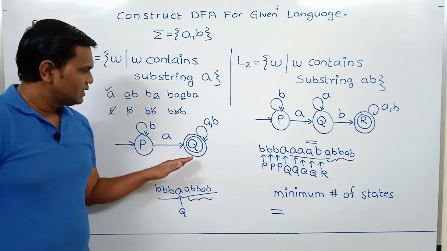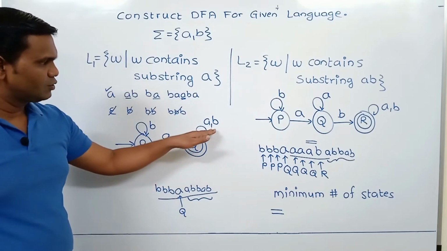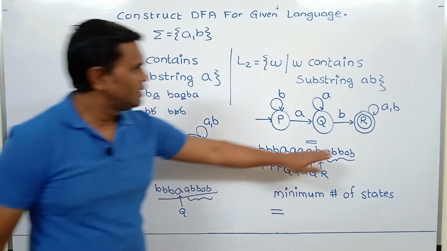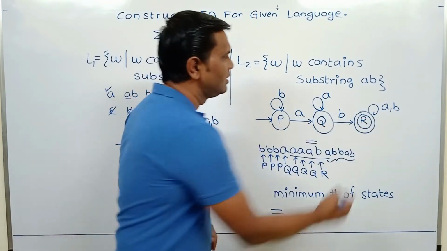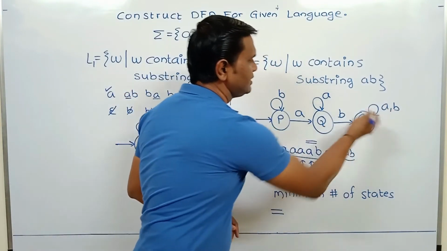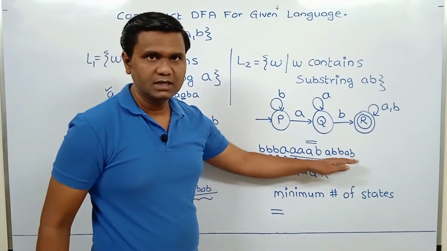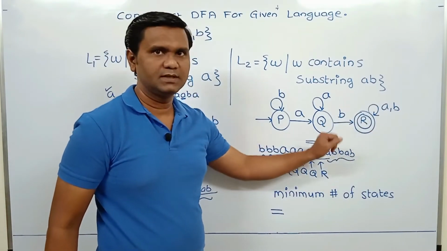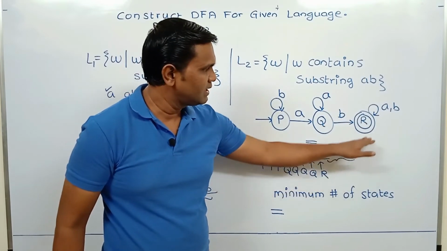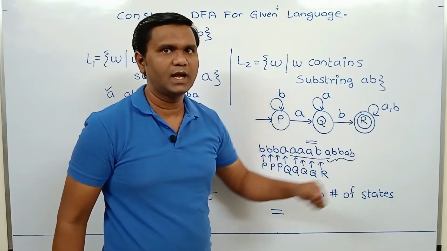So here in the final state, we process all the symbols in the loop. Here also in the final state, we process all the symbols in the loop. The reason is, once you find the substring, whatever comes next, you accept the string. Whatever comes next, you process that part in the final state using this loop and you accept the string.